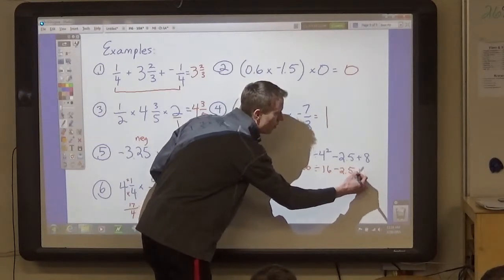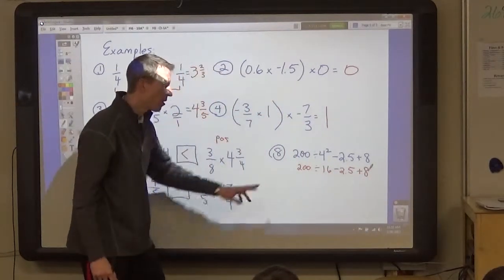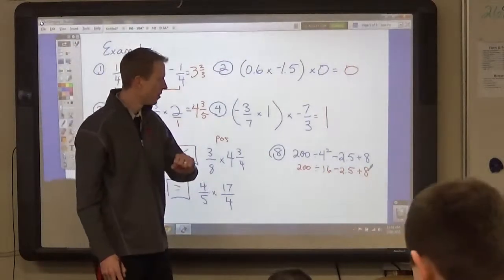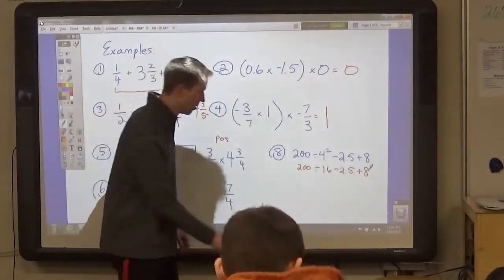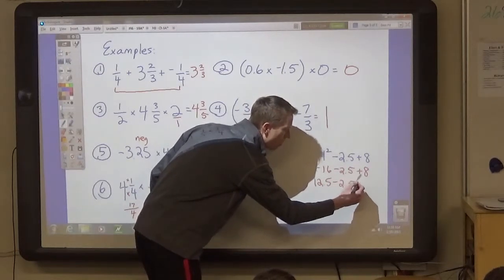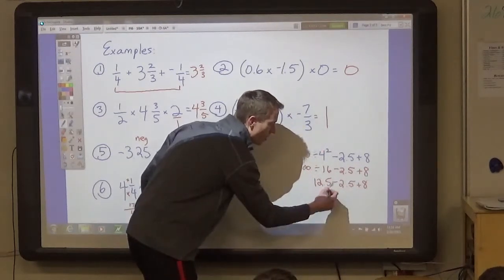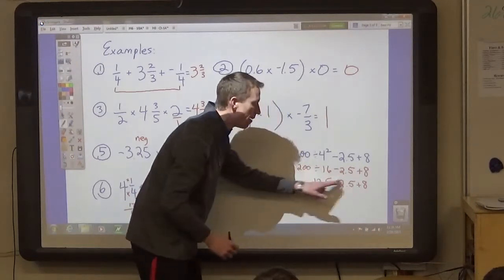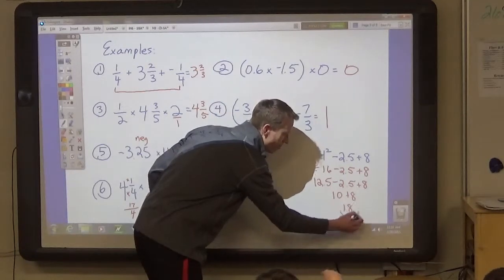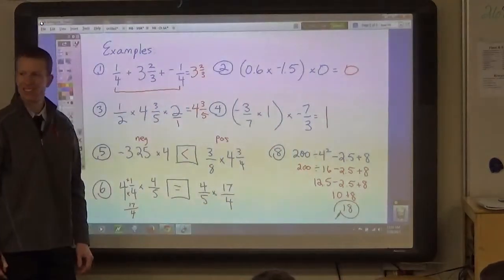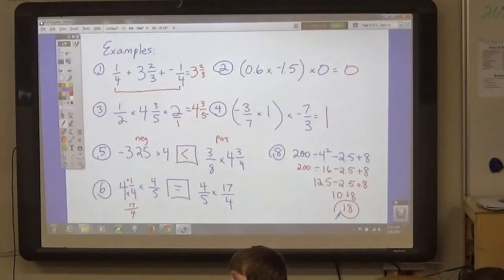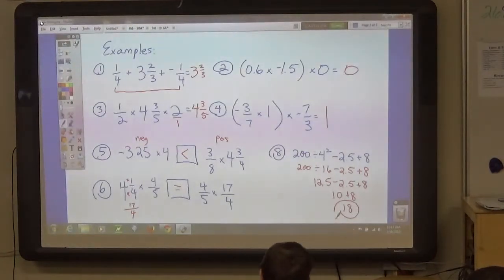Now what should we do? Can we pick what to do next? No, we have to use the order of operations. We have to do division next. What's this? 12.5. Good. 12.5 minus 2.5 plus 8, which would be 10 plus 8 equals 18. Right, and then we have to go from left to right. I was close. 12.5, I got that. Any questions here? It's an 18.